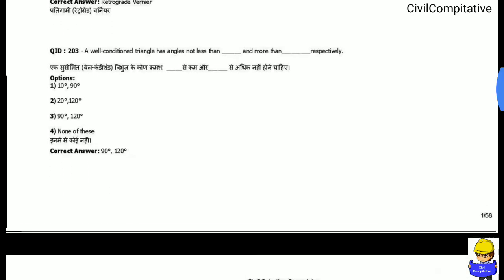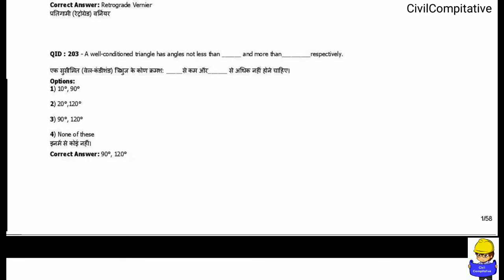A well conditioned triangle has angles not less than dash and more than dash respectively. So what would be the angles? Normally we know that in a well conditioned triangle the angle is between 30 degree to 120 degree, but here we are getting an option that a well conditioned triangle has an angle not less than, so we get a difference in this. So the option would be 90 degree to 120 degree, not 20 degree or 10 degree.